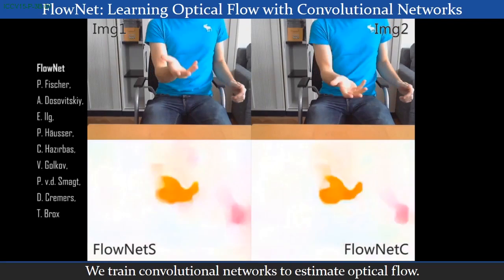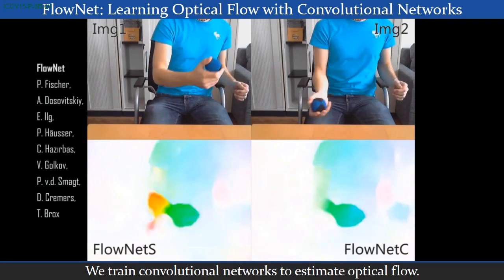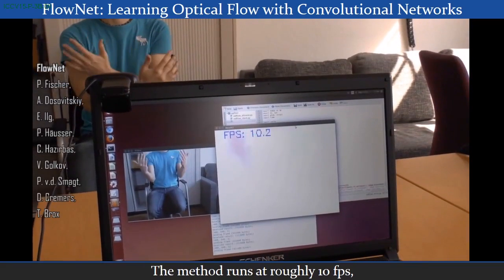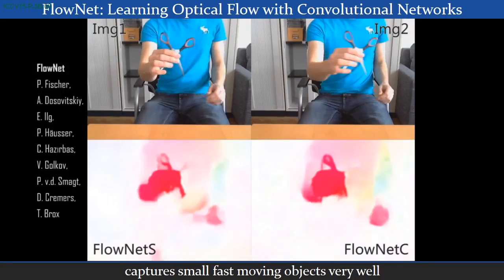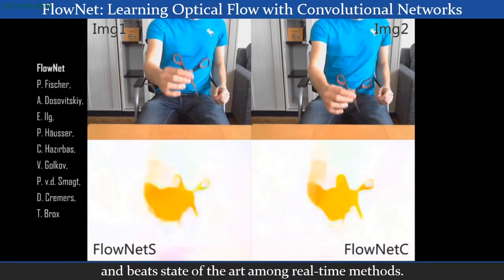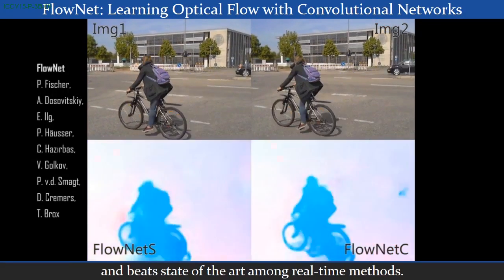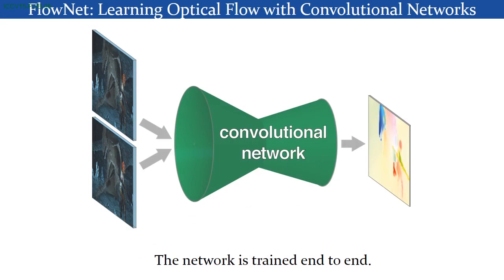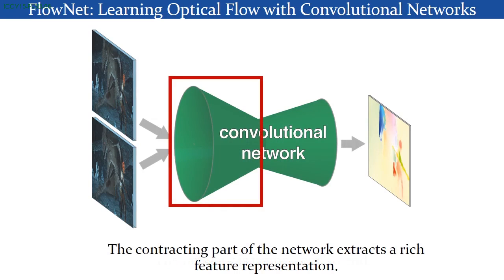We train convolutional networks to estimate optical flow. The method runs at roughly 10 frames per second, captures small, fast-moving objects very well, and beats state-of-the-art among real-time methods. The network is trained end-to-end. The contracting part extracts a rich feature representation.